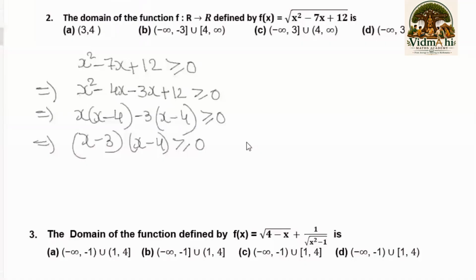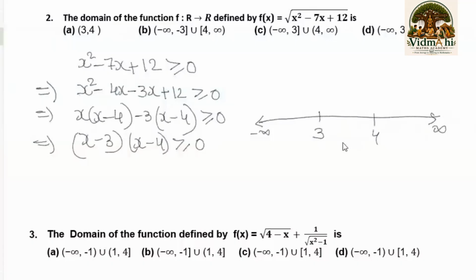For that, we have to consider a number line. So this is the real number set. On this real number line, consider these two values, x equal to 3 and x equal to 4, and represent them. This is minus infinity, this is plus infinity. Now, here there are three intervals: minus infinity to 3, 3 to 4, and 4 to infinity.